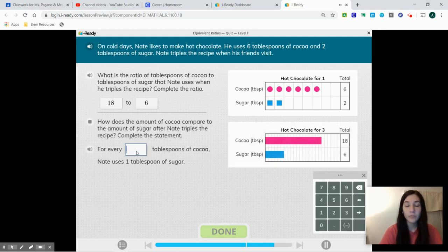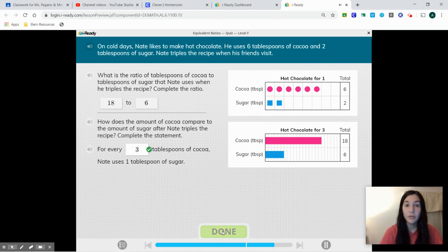How does the amount of cocoa compare to the amount of sugar after Nate triples the recipe? Complete the statement. When we simplify 18 to 6, it will still reduce to 3 to 1. So we're still 3 tablespoons of cocoa to 1 tablespoon of sugar.